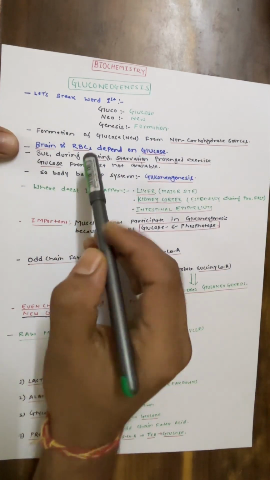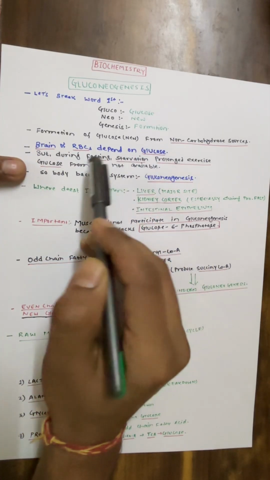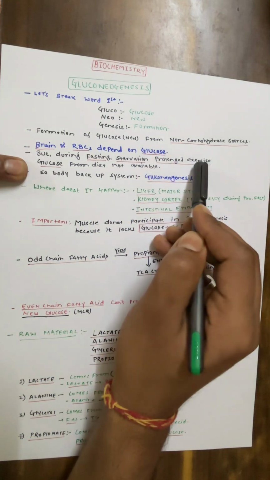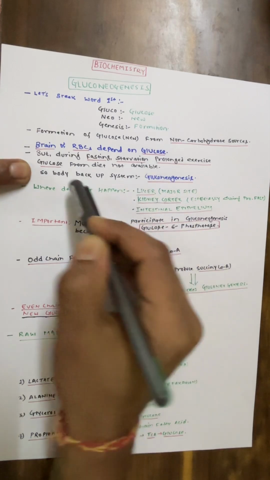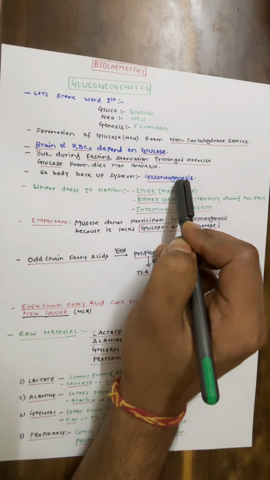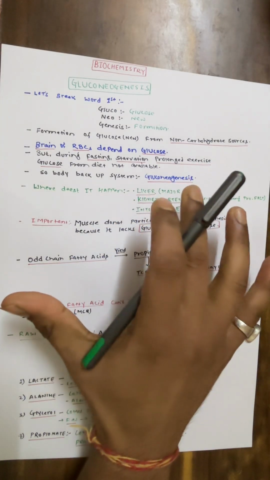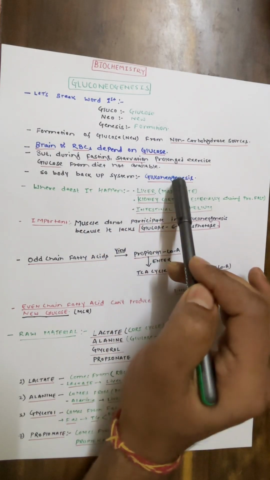Brain and RBCs depend on glucose, right? But during fasting, starvation and prolonged exercise, glucose from the diet is not available. So the body's backup system is gluconeogenesis. Whenever we go for fasting or starvation or prolonged exercise, our body is lacking glucose, and during that time the backup system is gluconeogenesis.